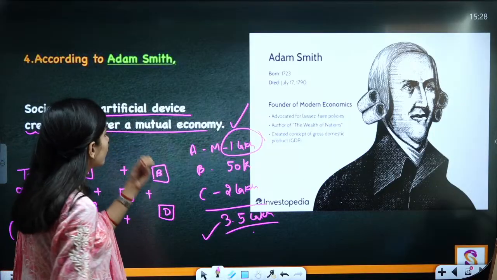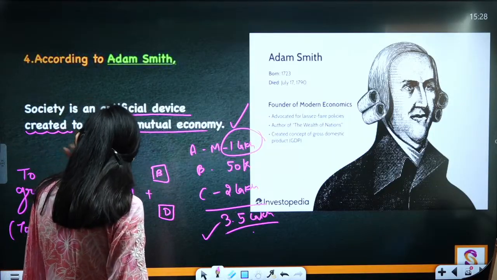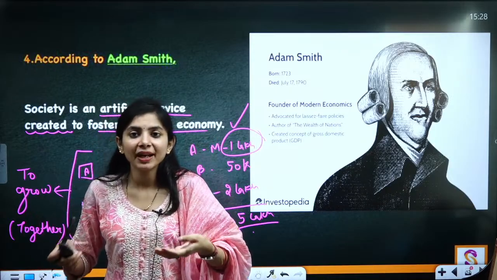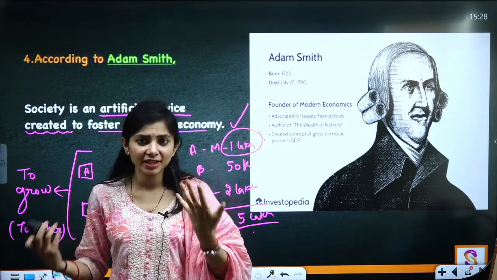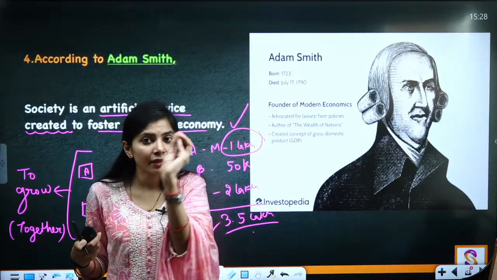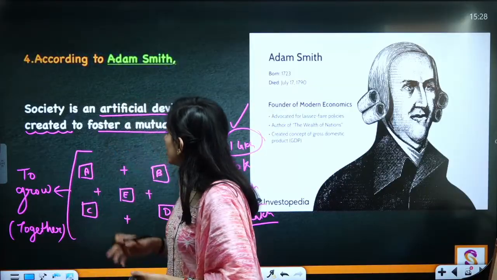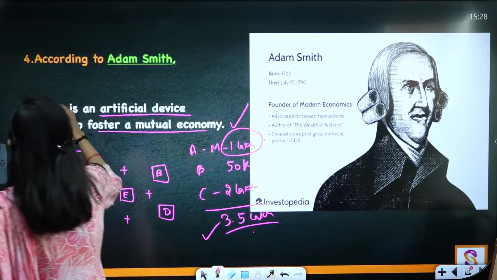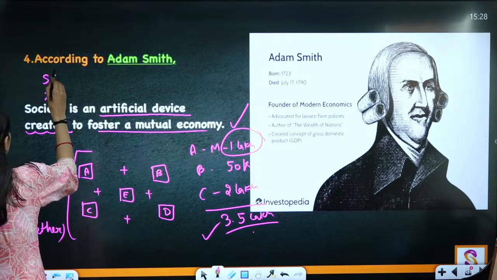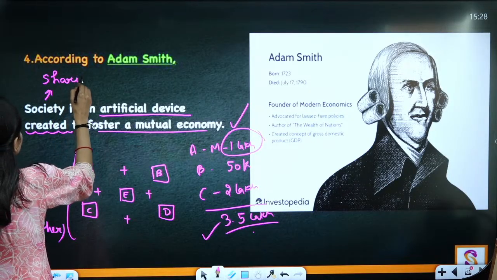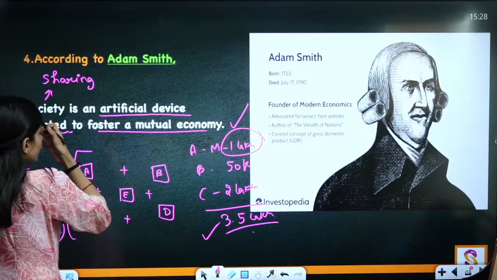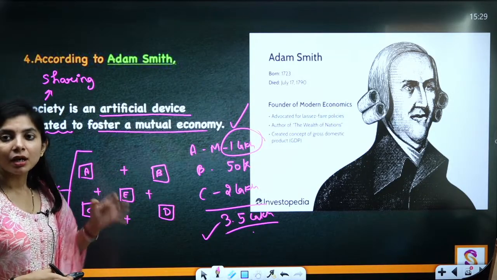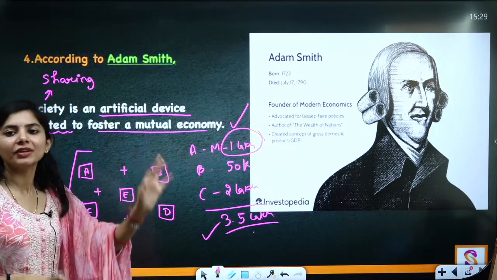So, because of that he said, why did we create society? Because we don't want to spend so much money, we don't want to invest our money in each and every aspect. Therefore, we created society. Why? Because society is the synonym of the word sharing. If you are a part of society, you will share things, and if you share, combinedly you both will grow.